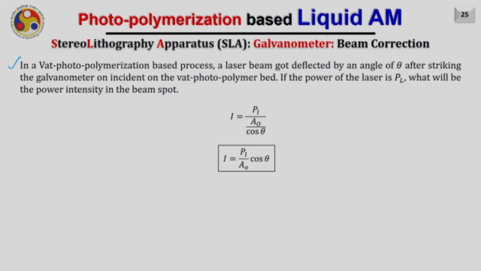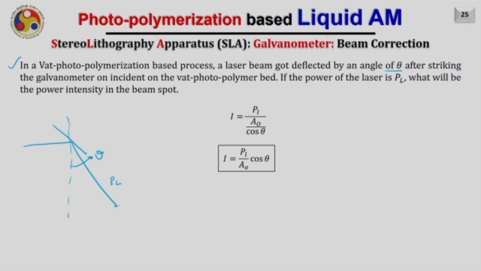In a wet photopolymerization based process, a laser beam got deflected by an angle of theta after striking the galvanometer. So this is the galvanometer, and the laser beam is striking here, and it is getting deflected by an angle theta from the vertical. If the laser power is PL here, what will be the power intensity in the laser beam spot?